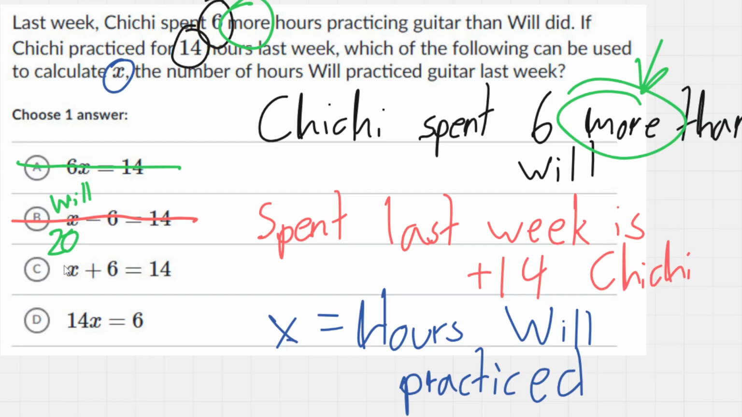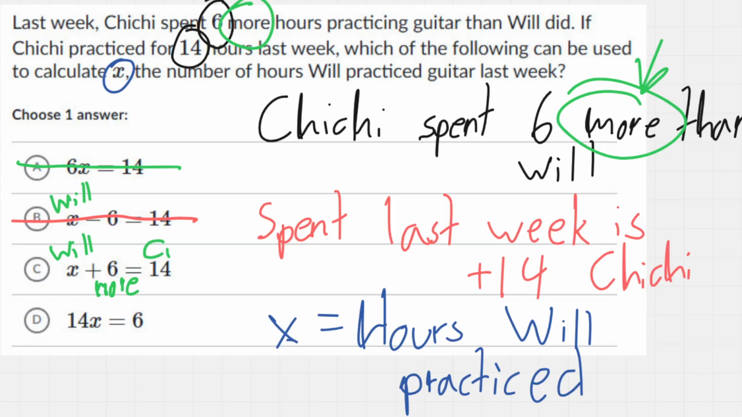And let's go to the last one. Again, Will, right here, 20 plus 6. It's not going to be 20, actually, my bad. It's going to be Will, again. We're going to say Will did this. Will. And then Chi spent 6 more hours. This is the more. And then it says Chi practiced for 14 hours last week.